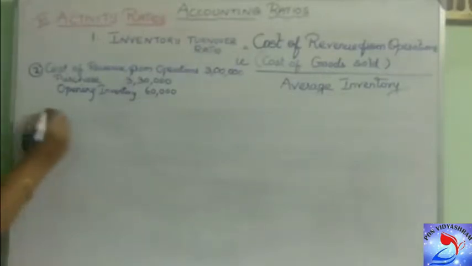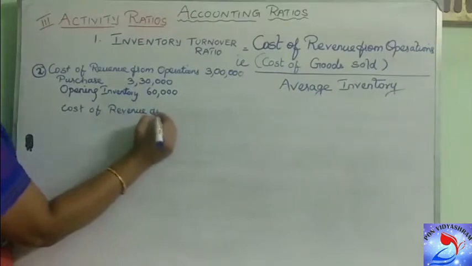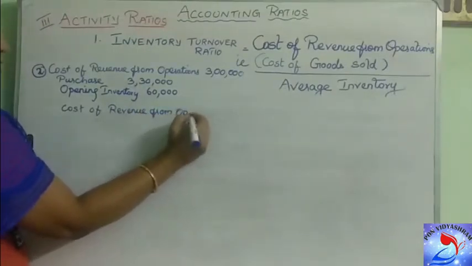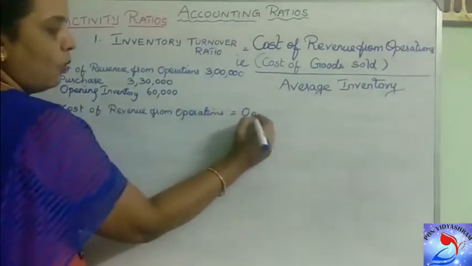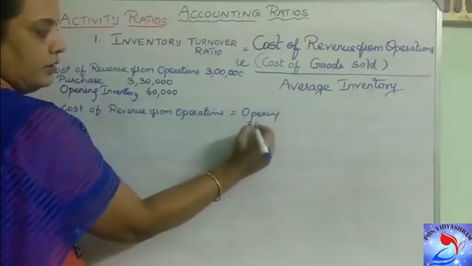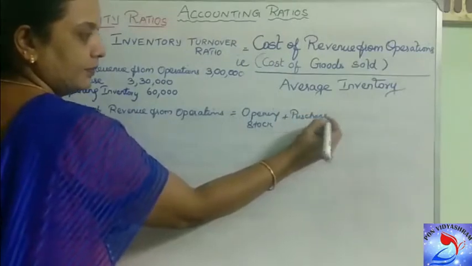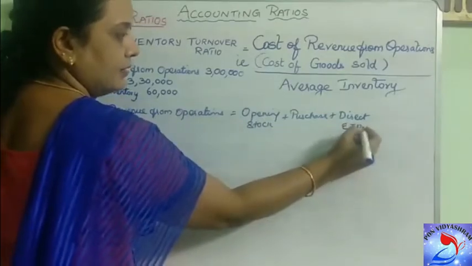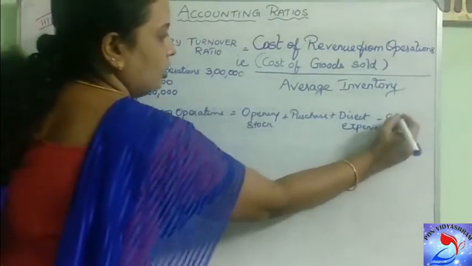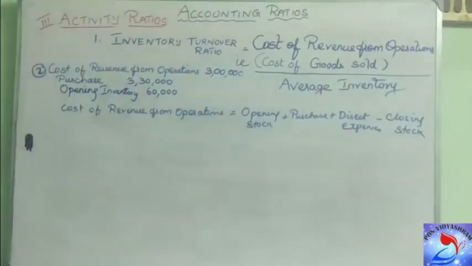And another method of finding the cost of revenue from operation, I showed you the trading account format. What is a trading account format, children? In trading account format, cost of revenue from operation is equal to opening stock plus purchases plus direct expenses minus closing stock. If you find this out, you will get the cost of revenue from operation.